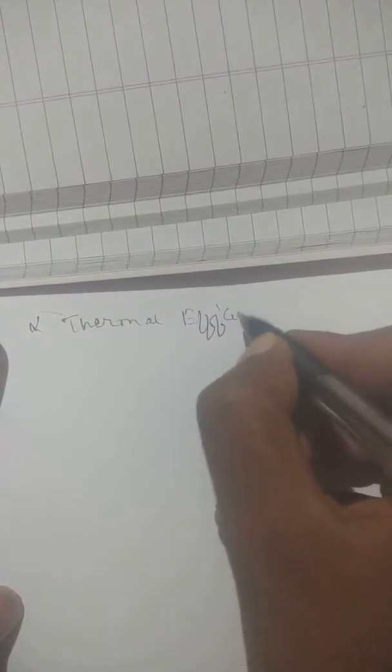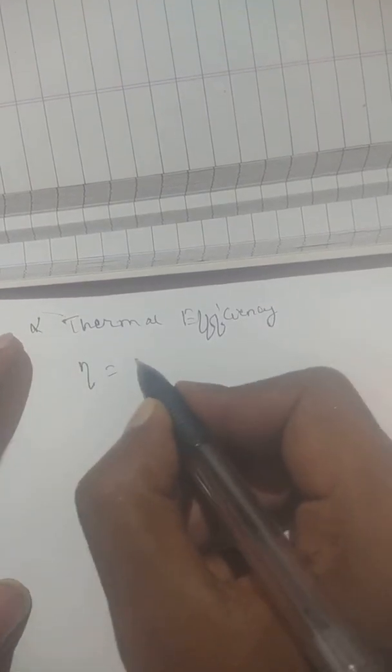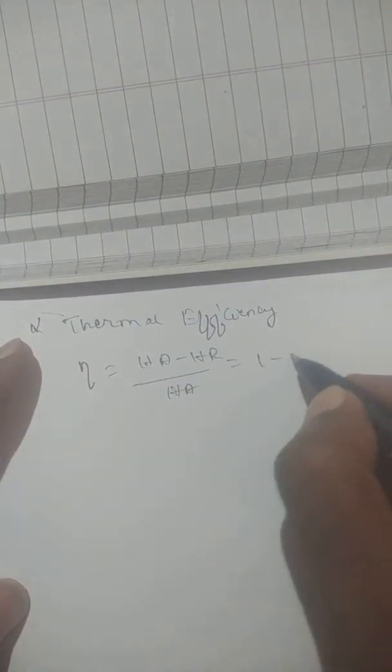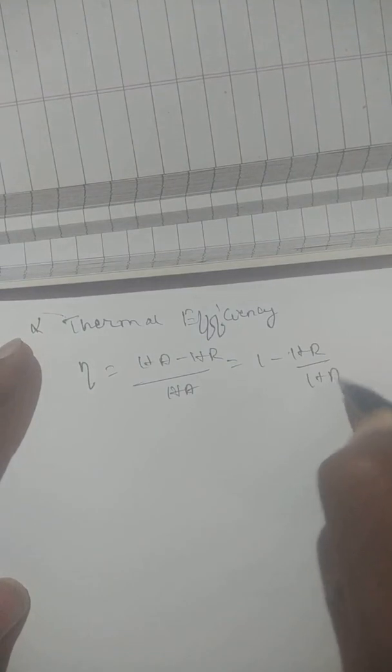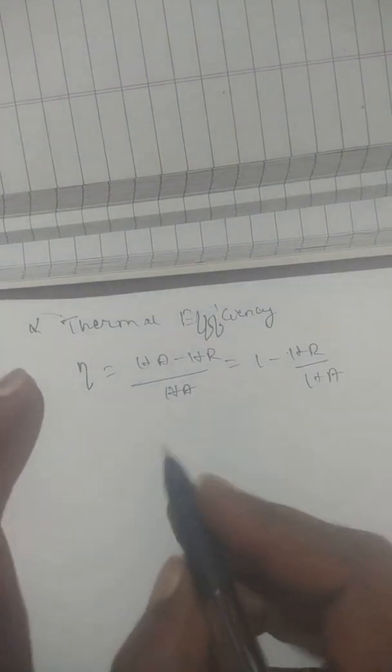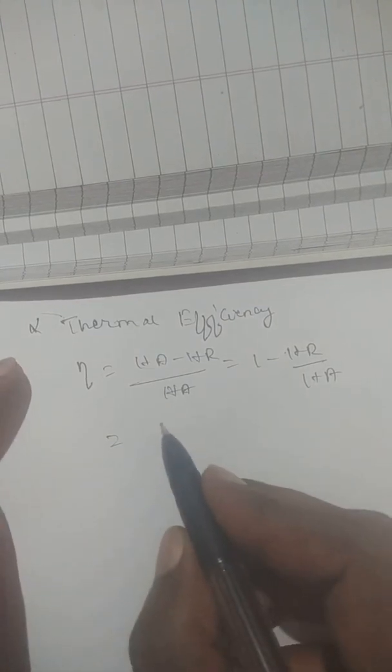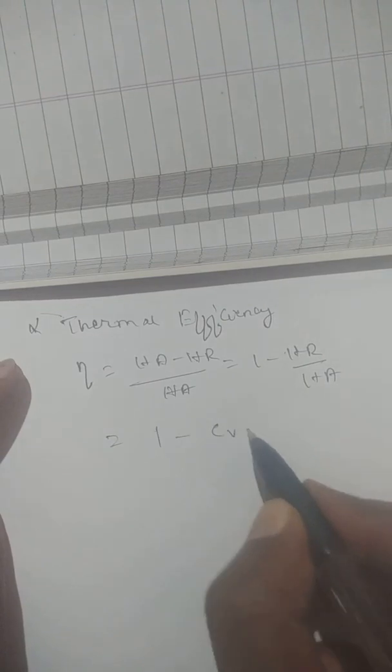Now we shall find out the equation for thermal efficiency of this cycle, that is dual combustion cycle. So you know very well the formula for thermal efficiency is heat added minus heat rejected divided by heat added, 1 minus heat rejected divided by heat added. So now we can put the heat addition formulas, as we have derived the equations.